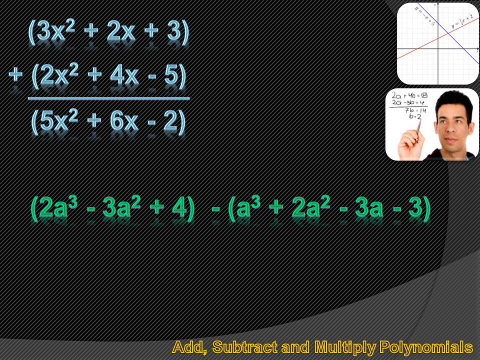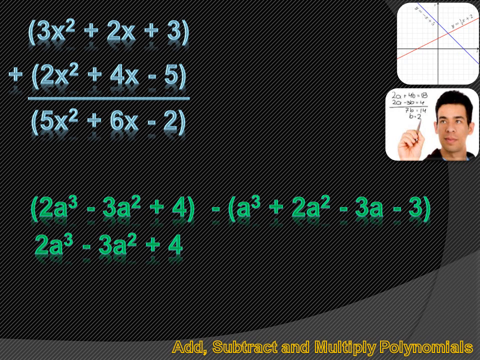How about this one? 2a cubed minus 3a squared plus 4 minus the expression a cubed plus 2a squared minus 3a minus 3. Up above, we lined the 2 polynomials up vertically. Here, let's just keep it horizontal and try to solve it without lining them up. First thing I want to do is get rid of my parentheses. My first term, I can just take those parentheses off, and I've got 2a cubed minus 3a squared plus 4.